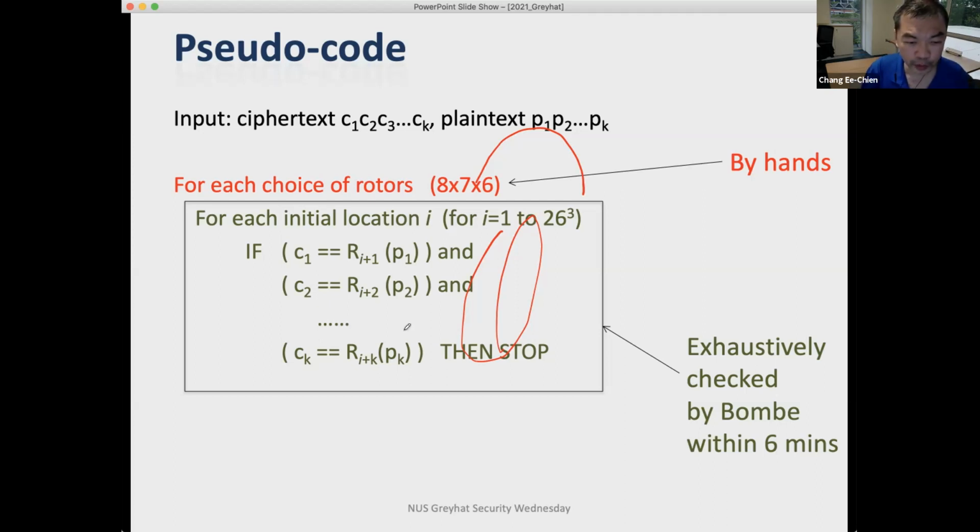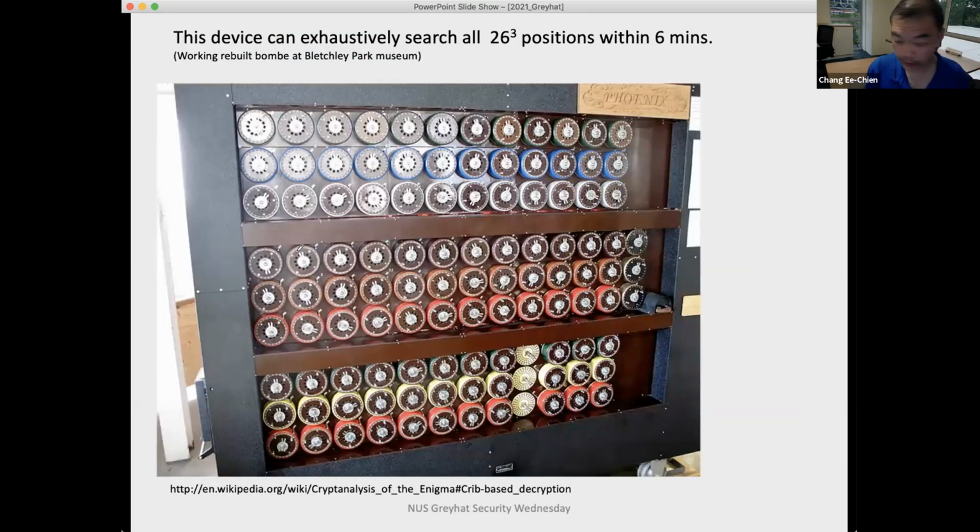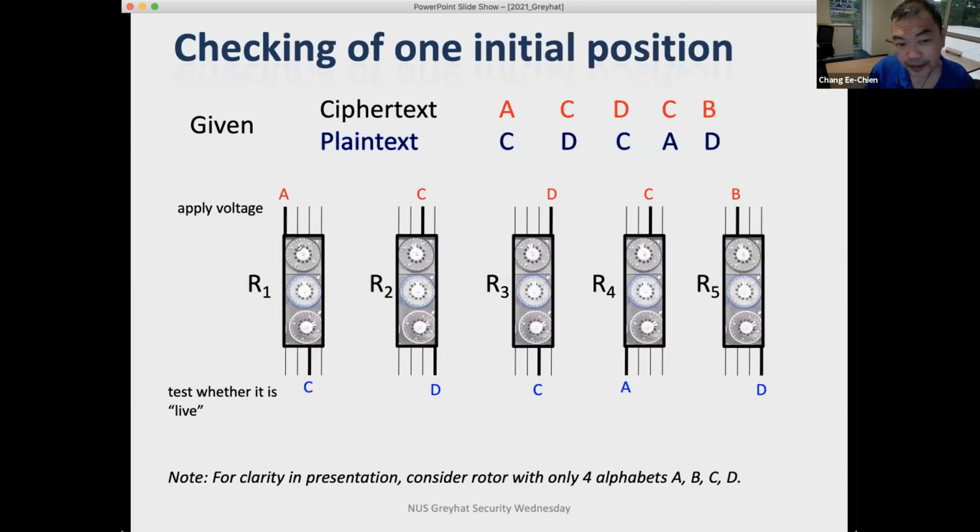And how do they do this part? Now I will explain how they do this part. This is the machine that did this part. Basically, you have the ciphertext and you have the plaintext. For example, I have only 4 characters. This is a ciphertext. This is a plaintext. They captured the machine, right? They captured Enigma, so they reproduced it.